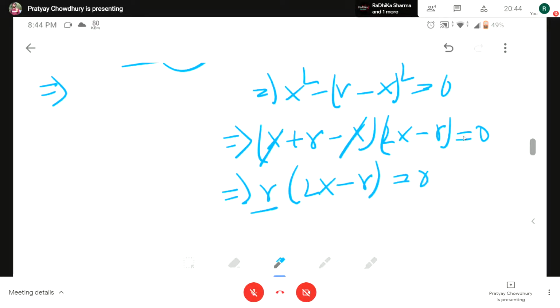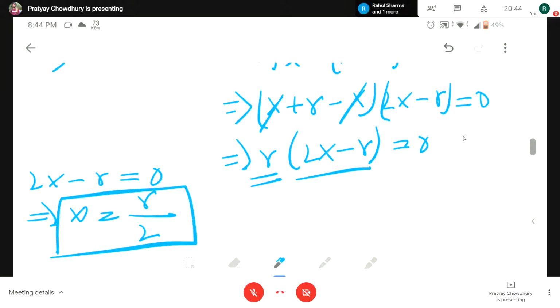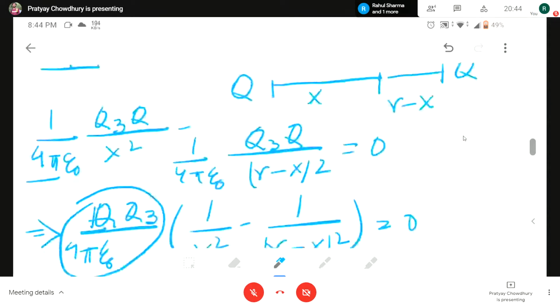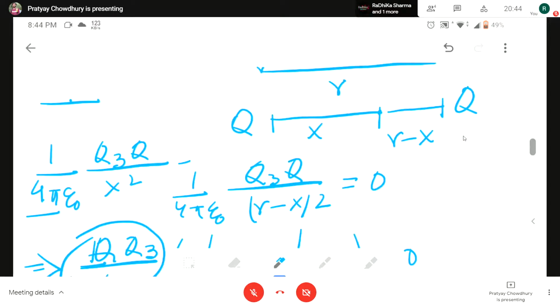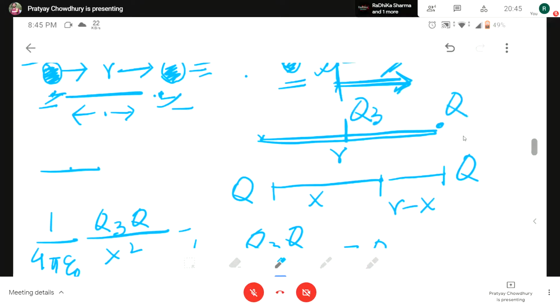Now r is not 0, we know that. So 2x minus r has to be 0. So if 2x minus r is equal to 0, x is equal to r by 2. So if x is equal to r by 2, this is total r. x is at the center. So the Q3 charge would be at the center or at the middle of this Q1 and Q2 charge.